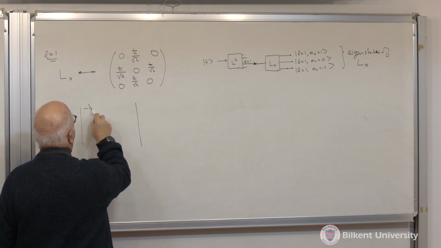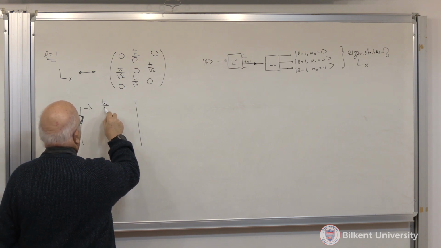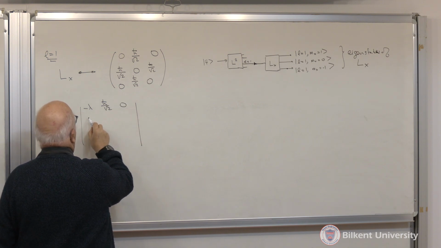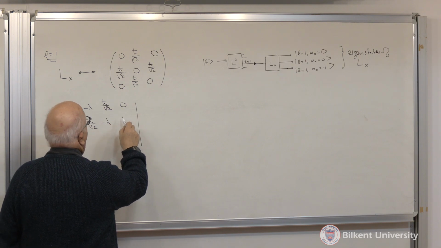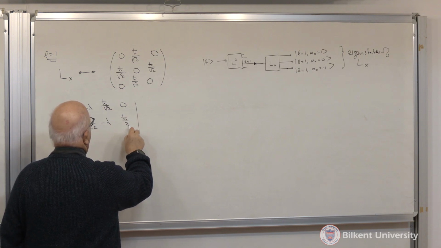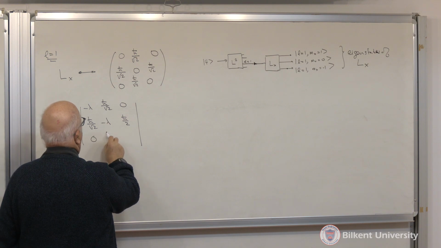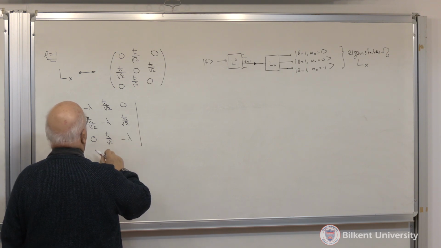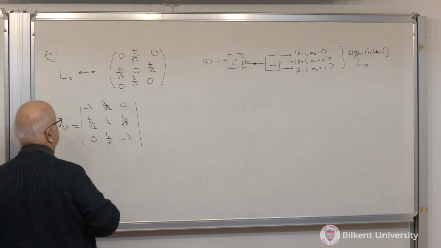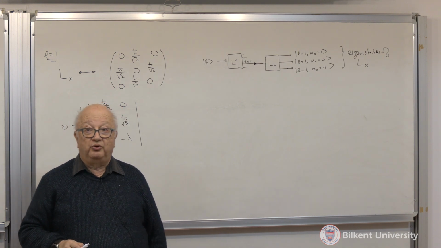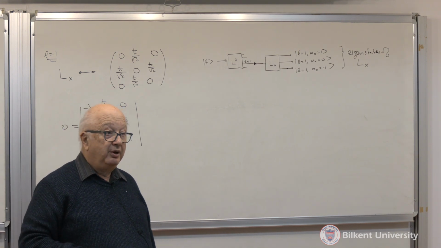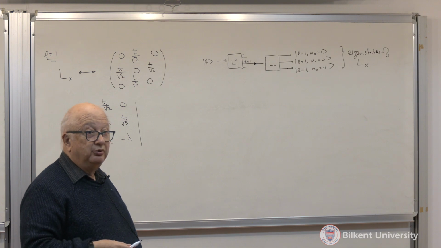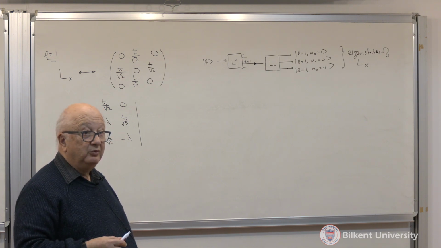So I have minus lambda, h bar over root 2, 0; h bar over root 2, minus lambda, h bar over root 2; 0, h bar over root 2, and minus lambda here. Now I have to set the determinant equal to 0 to find what lambda is. What will come out as lambda? What will I get?